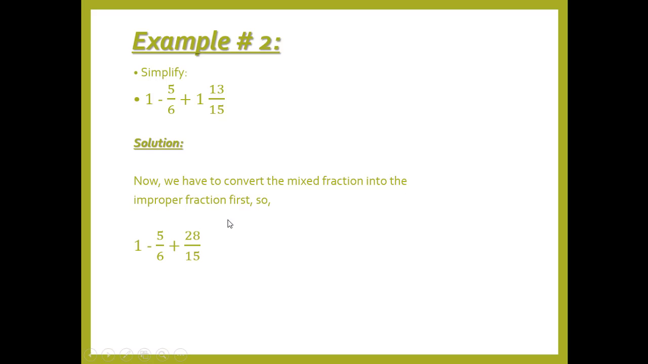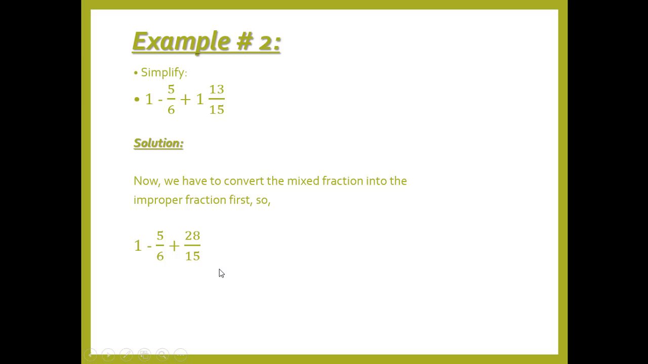Now we have to convert the mixed fraction into an improper fraction first. How can we convert a mixed fraction into an improper fraction? We just have to multiply the denominator with the whole number, and whatever our answer is, we add it to the numerator. So 15 times 1 is 15, and 15 plus 13 will give us the answer of 28. So this is our improper fraction.